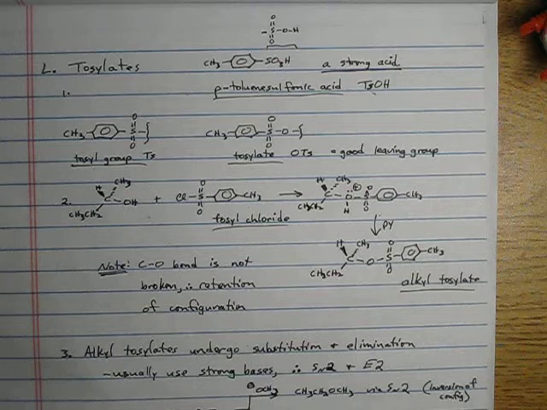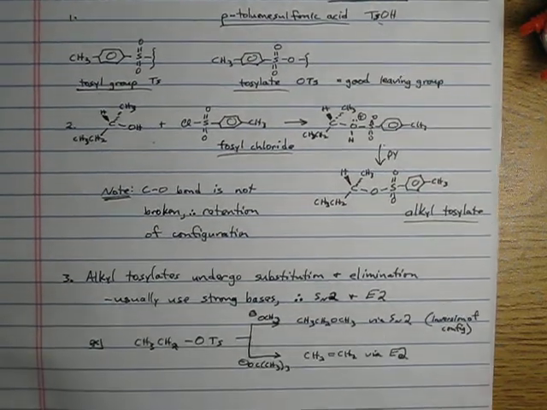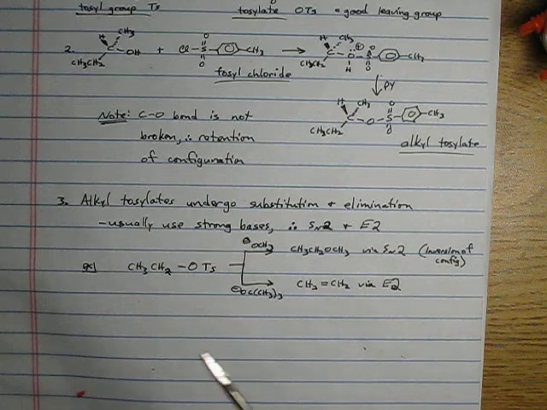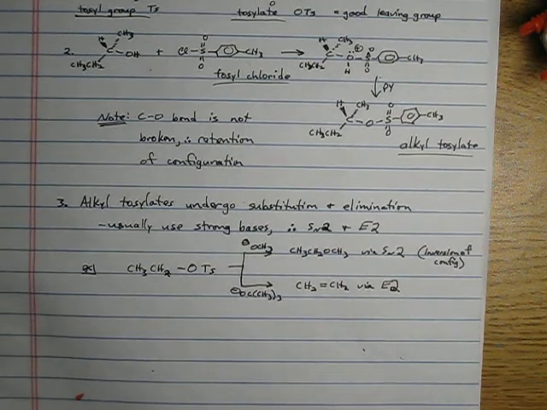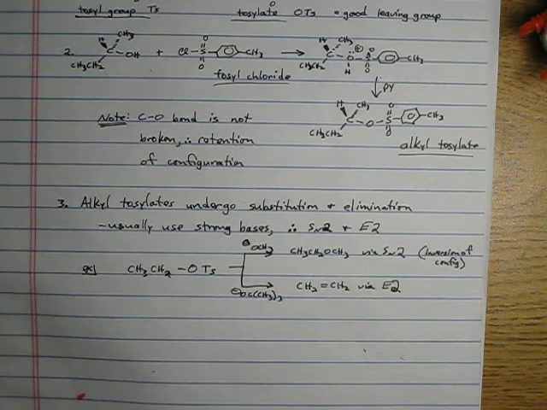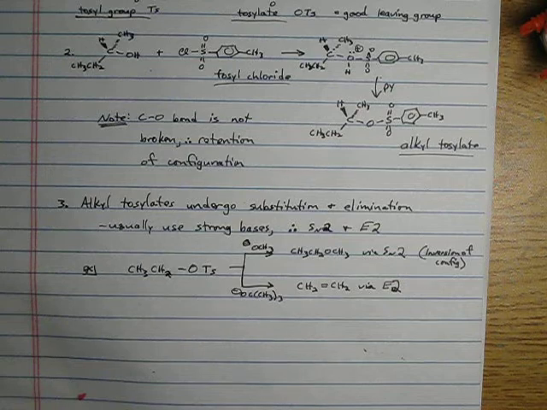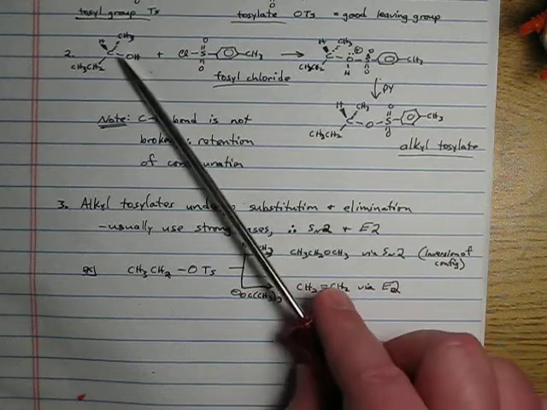So if you did that reaction, instead of making it a chloride, if it's a very good leaving group, now you can run SN2 and E2 reactions with strong bases. Note, you probably don't want to acidify this, because if you ran it under acidic conditions, SN1, E1 conditions, you're probably just going to go back to the alcohol.